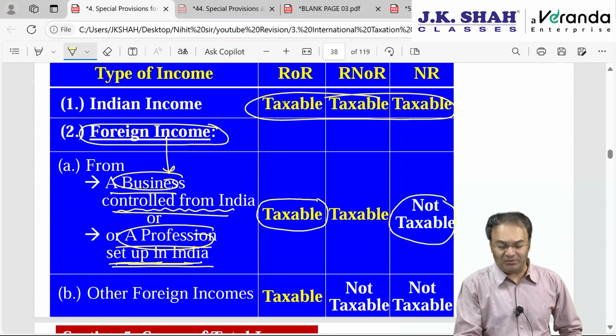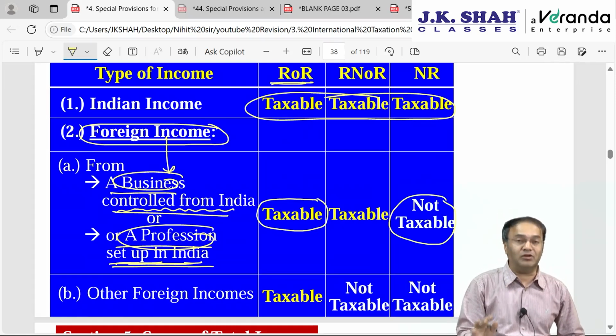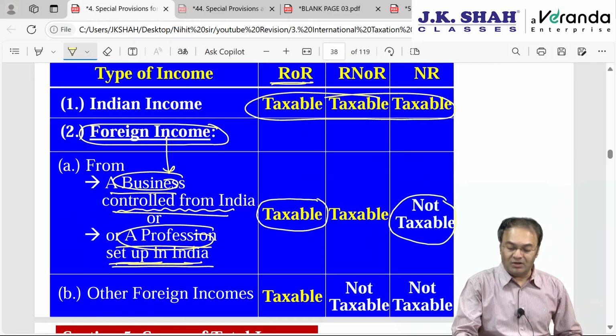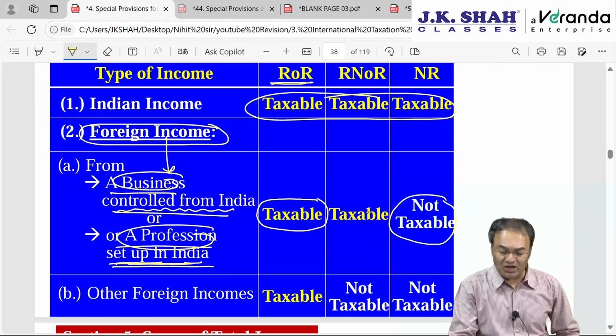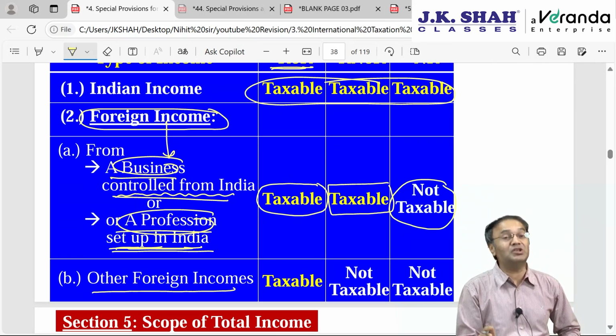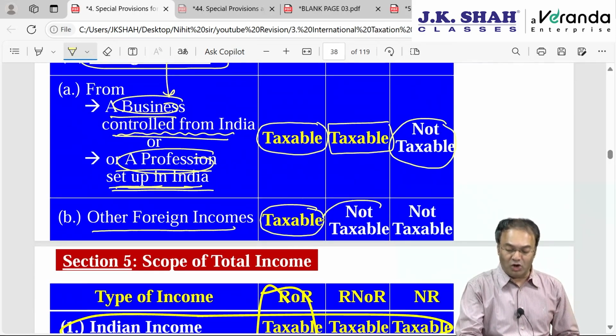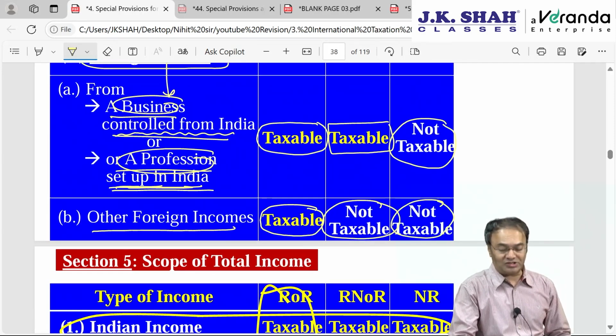See, ROR will be taxed for each and every income. Once you are resident in India, and that too ordinarily resident, your global income will be taxable, right? Now as far as RNOR is concerned, this kind of income will become taxable. So you need to keep this in mind. But if it is any other foreign income, other than from a business controlled from India or a profession set up in India, then it will be taxable only if you are ROR. Not taxable if you are RNOR or non-resident.